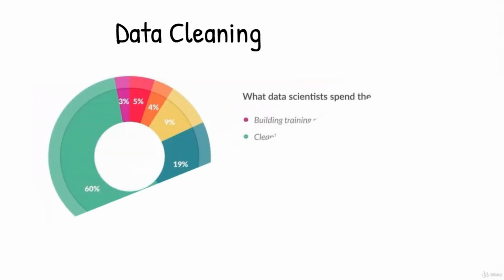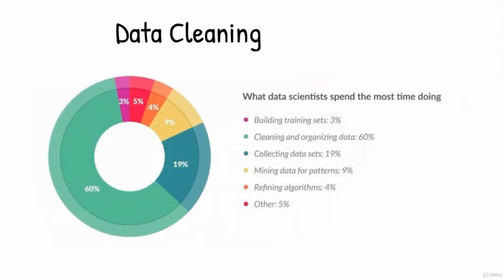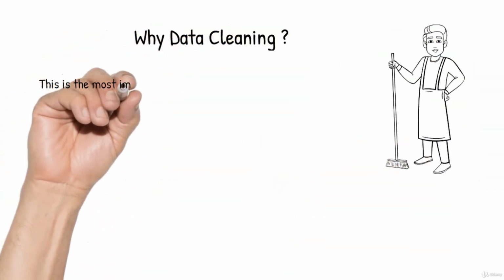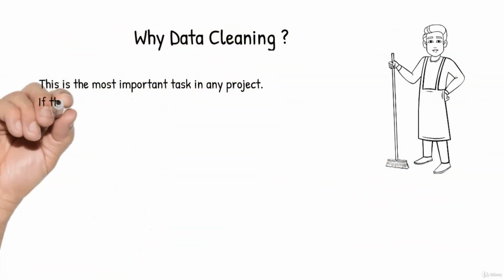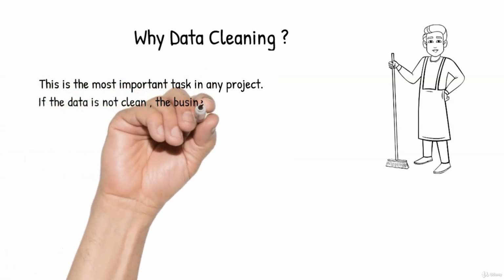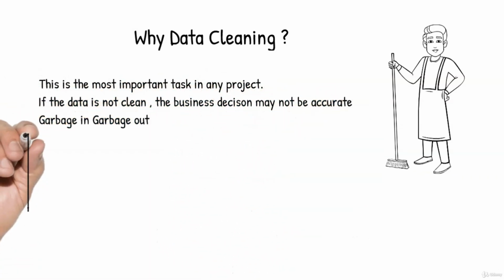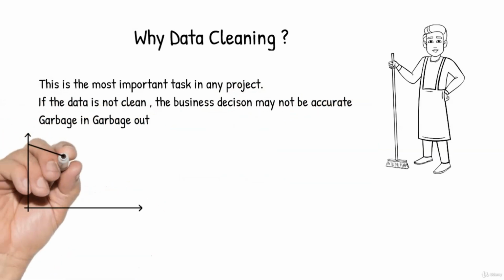Data cleaning is one of the most important tasks in any data science project. Typically, a data scientist spends around 60% of their time cleaning and organizing the data. So why is data cleaning so important? It is because if the data is not clean, you may get a wrong output and a wrong business decision, which may lead to a downward trend.